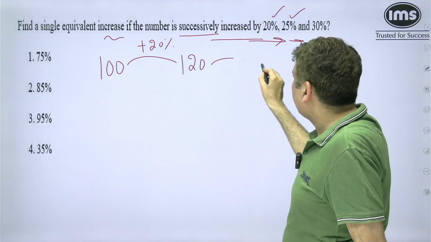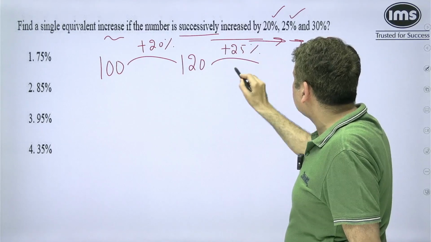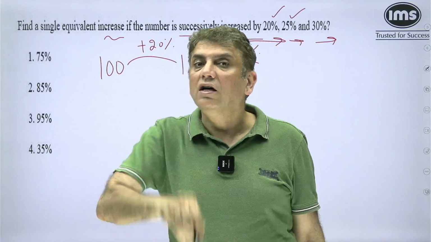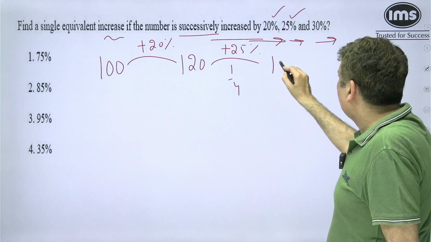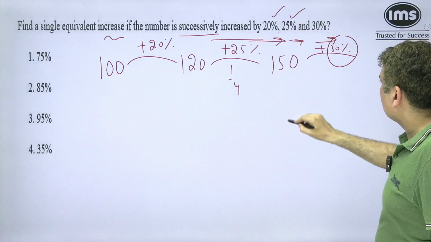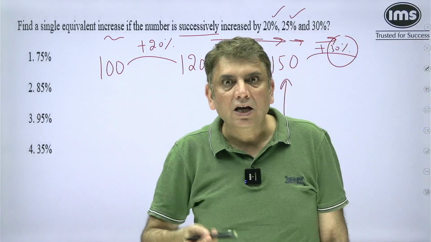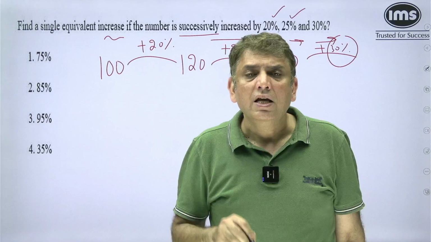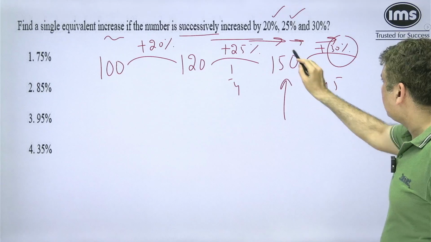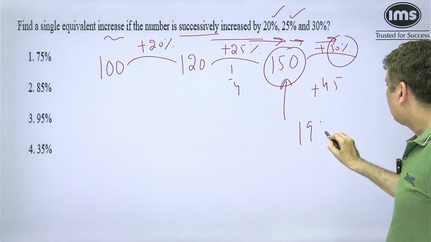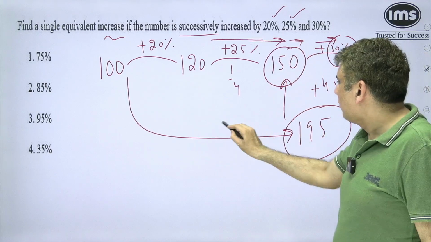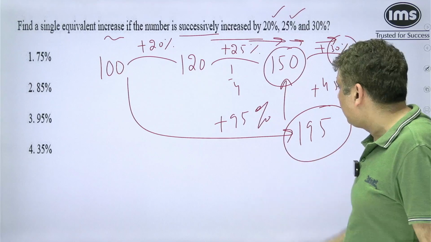Now increase it by 25%. Now 25% is 1 by 4, and 1 by 4 of 120 is 30. You add 30 to 120, 120 plus 30 becomes 150. Finally, the last increase is 30%. Now 30% of 150, 10% of 150 is 15, 30% would be 15 into 3, 45. So this will be 45, the final increase. 150 plus 45, you get 195. So you start with 100, you reach to 195, there's a final net increase of 95%.